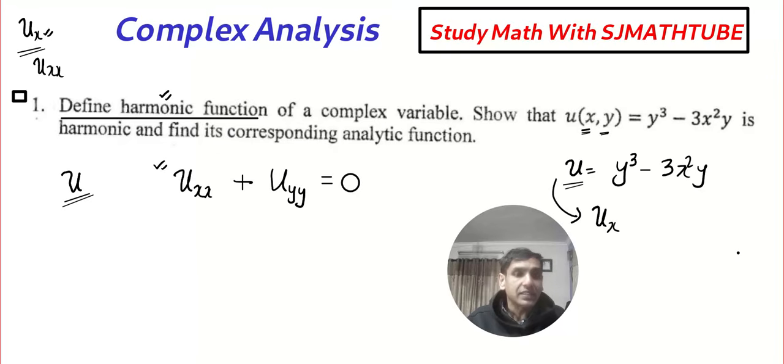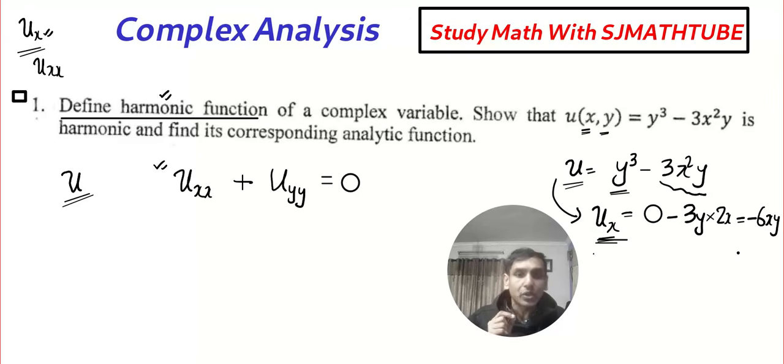Now, ux means you have to differentiate by treating x as the only variable. And that gives me the answer. Come on, what's the derivative of y cube? Not 3y square, it will be 0. Because x is the only variable, so y is going to be a constant. Minus 3 is a constant, y is a constant, and this is a product multiplied by 2x, and that gives minus 6xy. I hope you are not confused.